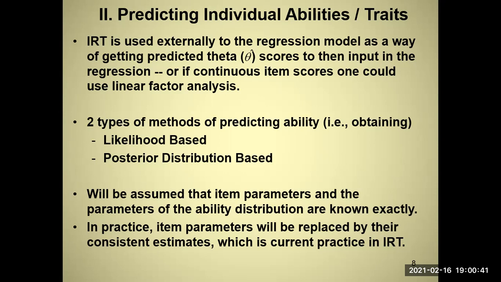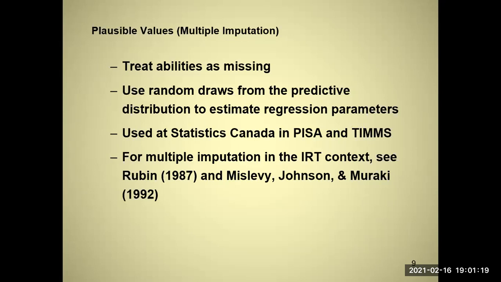There's a variety of ways to address this separately. I'm glad to give a talk on that separately. You get item parameters, and then from there you get predicted theta scores or latent variable scores. In practice, item parameters are replaced by their consistent estimates. By consistent, I'm using that in a technical, statistical sense. That's often the case. And then you're going to use maybe a Bayesian approach, maybe a likelihood approach to get your predicted theta scores. The likelihood-based approach is very common. What I'm calling the posterior distribution-based approach is aligned with Bayes estimates of these.